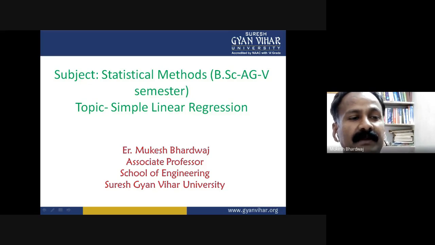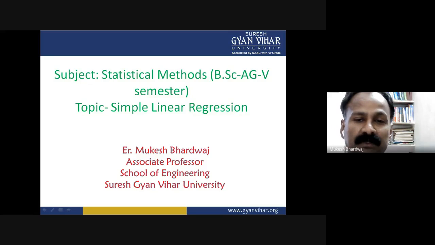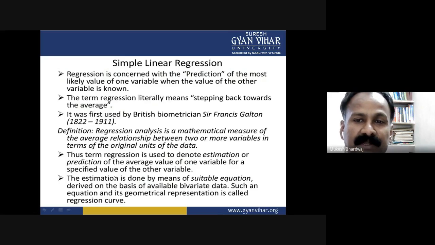The geometrical representation of the linear regression equations, first and second, which I have explained, is known as regression lines. These lines are the best fitting straight lines obtained by the method of least squares. So regression is concerned with the prediction of the most likely value of one variable when the value of the other variable is known. The term regression literally means stepping back towards the average.